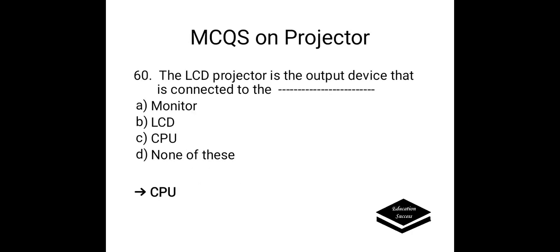The LCD projector is the output device that is connected to the, options are A. Monitor, B. LCD, C. CPU, D. None of these. Correct answer is CPU. The LCD projector is the output device that is connected to the CPU.